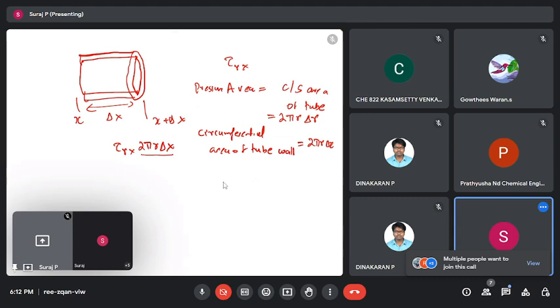We need to equate these shear force and pressure force. After equating and balancing, we get the result in the form of a differential equation. After this, we need to integrate this equation.